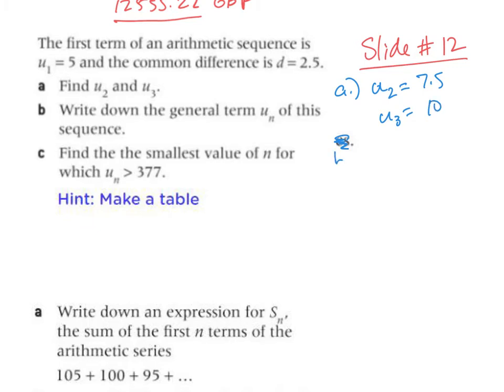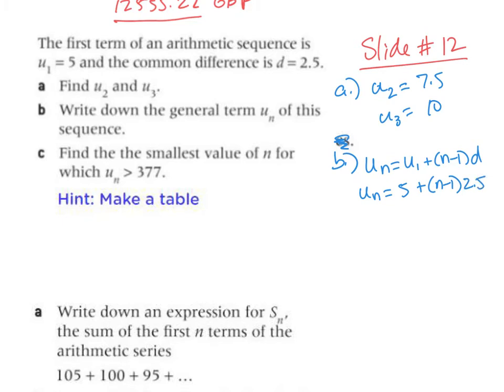All right? Then letter B says, write down the general term of the sequence. So I'm going to write it in general. u sub n is going to be the first term plus n minus 1 times the common difference. So that means for this particular arithmetic sequence, it's going to be u sub 1, we're told, is 5, plus, we don't know the number of terms, but we do know the common difference is 2.5.